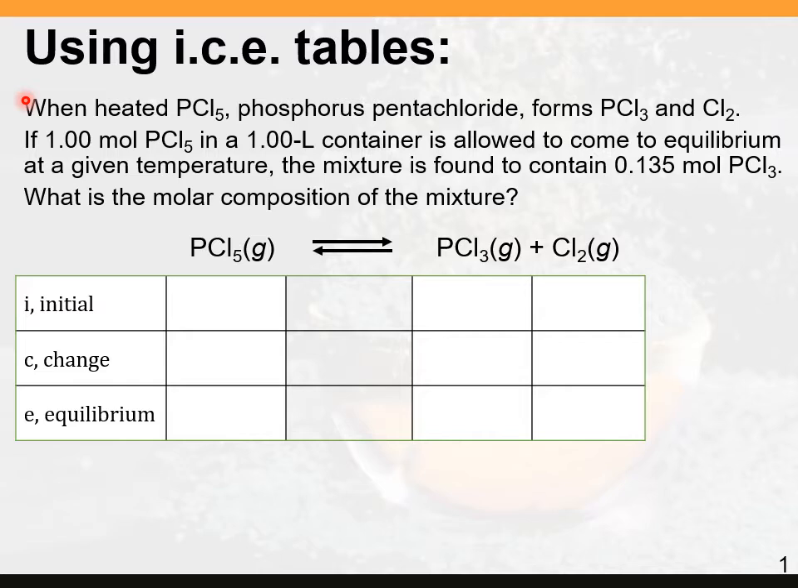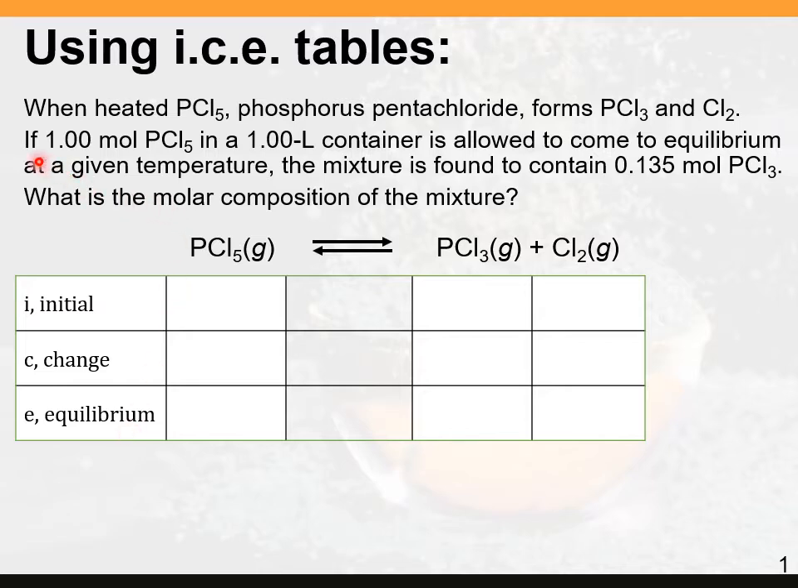The tool we are going to use is called I.C.E tables, I.C.E standing for initial, change, and equilibrium. Underneath the reaction equation, a table is made to show the initial, change, and equilibrium amounts for each reactant and product. Then the given information is placed in its appropriate box.